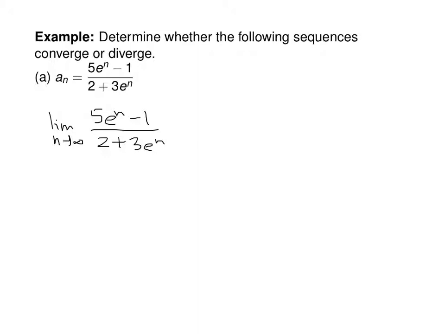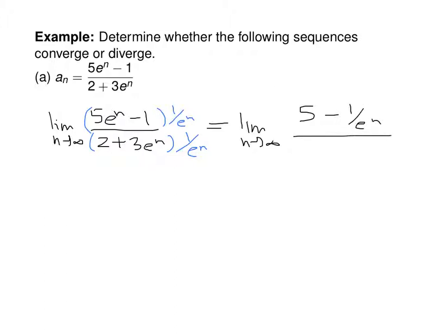And then for this particular example, you can multiply the numerator and denominator by 1 over e to the n, or equivalently divide the numerator and denominator by e to the n. And you have the limit as n goes to infinity of 5 minus 1 over e to the n, over 2 over e to the n plus 3. And both 1 over e to the n and 2 over e to the n go to 0. So this limit is 5/3.